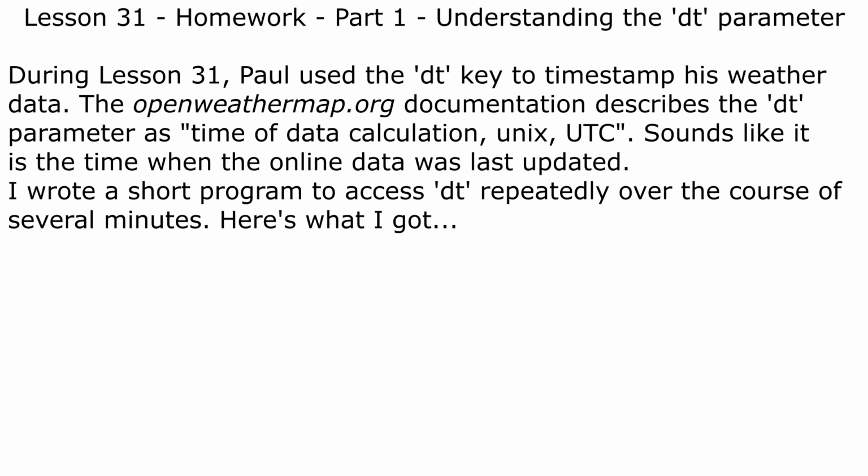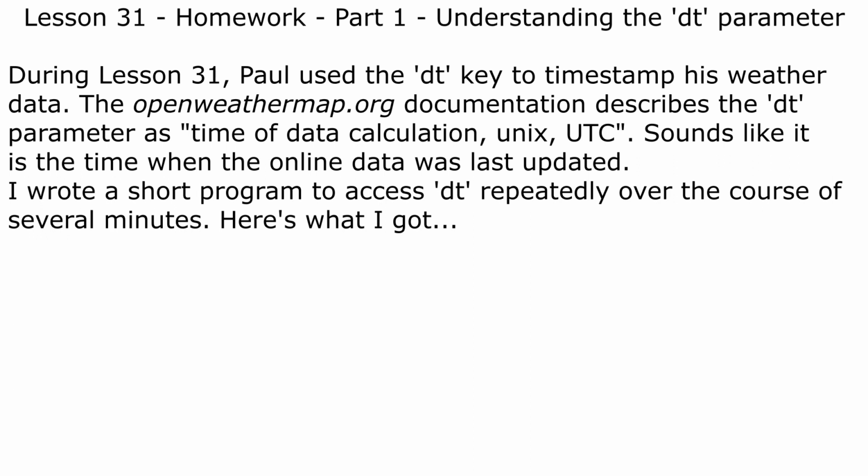The openweathermap.org documentation describes the DT parameter as the time of data calculation in Unix and UTC. Sounds like it's the time when the online data was last updated. I found it very confusing.